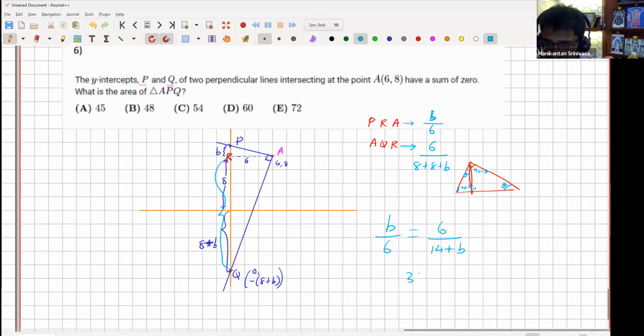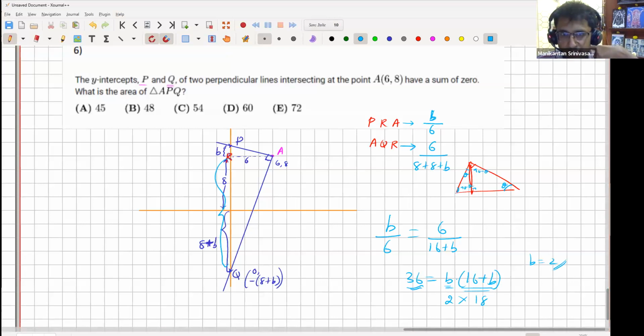So 36 equals B into 16 plus B. You don't even have to solve this quadratic. You can easily guess, right? 36 is the product of two numbers that are small and big. So 2 and 18 makes sense. 16 plus 2 is indeed 18. So B is 2. And once you do that, then we can figure out everything else, right?